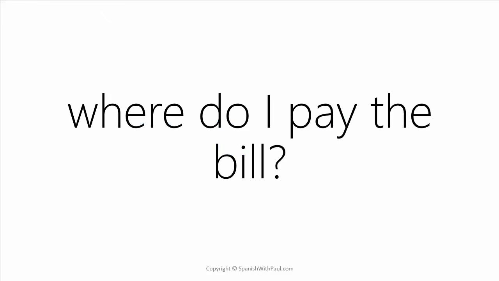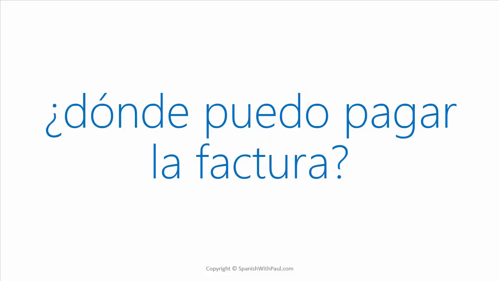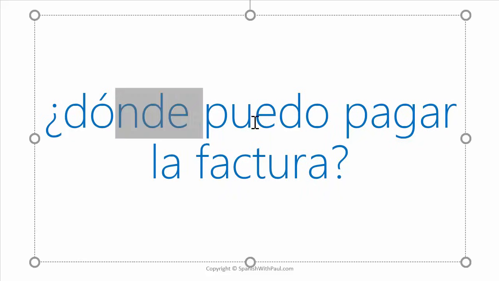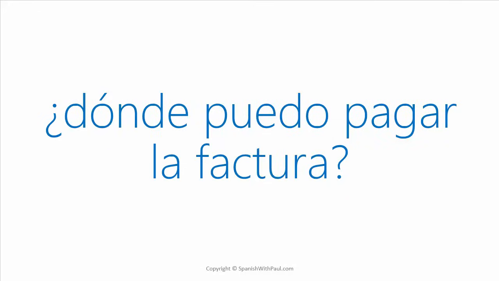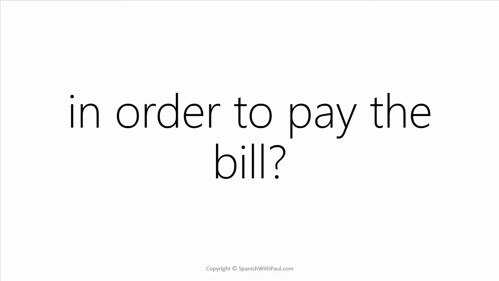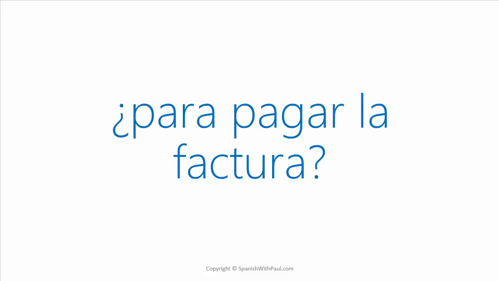So to ask a question like, where do I pay the bill? You could do it the long way. You could say, ¿Dónde puedo pagar la factura? Literally, where can I pay the bill? Or you could simply use the shortcut with para, which would become something like, in order to pay the bill, which would be para pagar la factura. Again, native Spanish speakers do this all the time. They use para as a shortcut when asking questions.